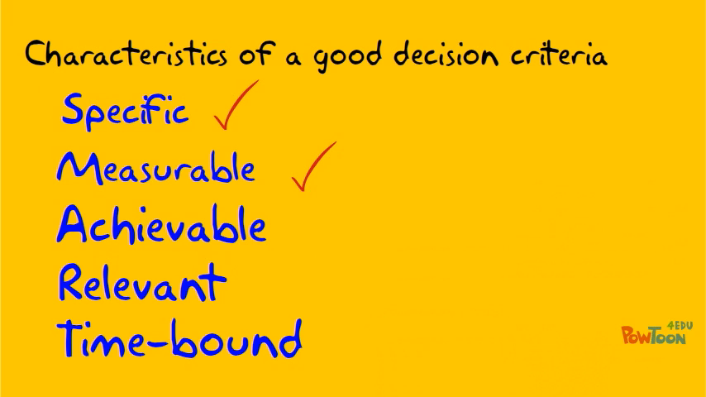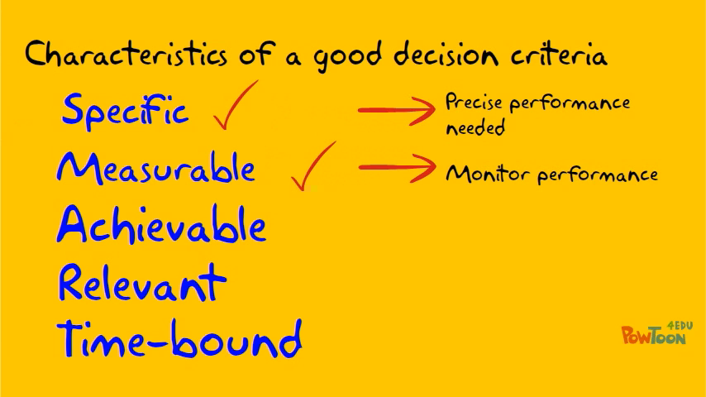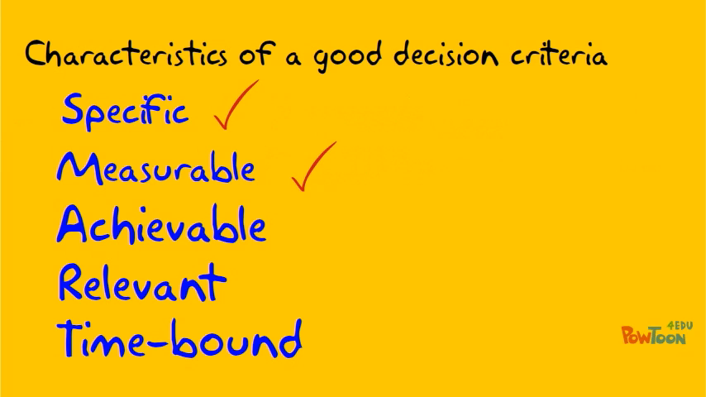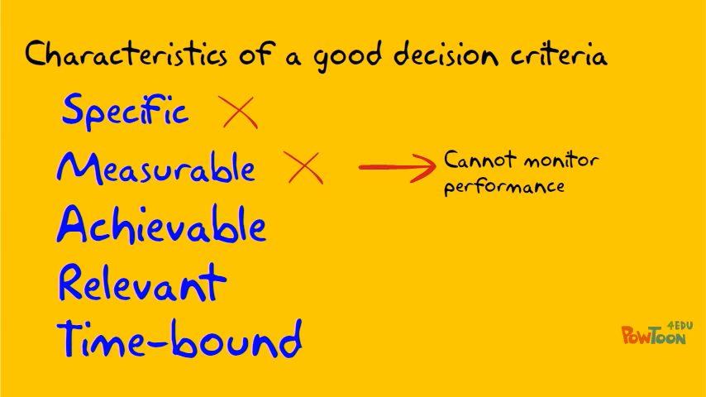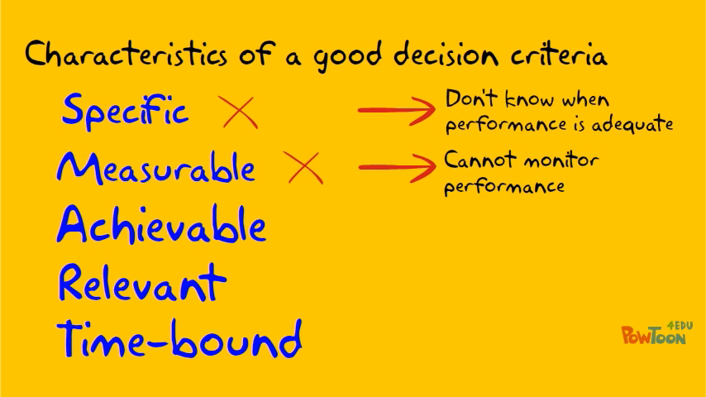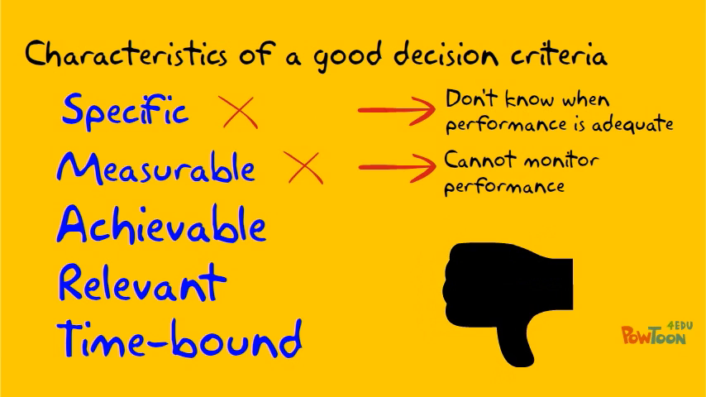When your criteria are specific and measurable, you have a precise target. Because your target is measurable, you can actually monitor your company's performance. Because your target is specific, you know precisely when your company performs at a level needed to resolve the critical issue. If you miss the S or the M, you cannot monitor your company's performance, and you do not know when its performance is adequate to solve the critical issue.